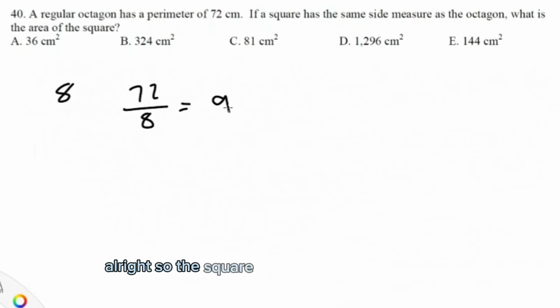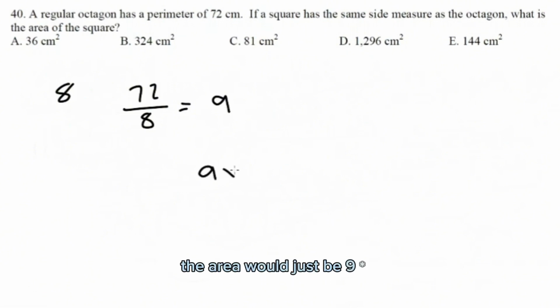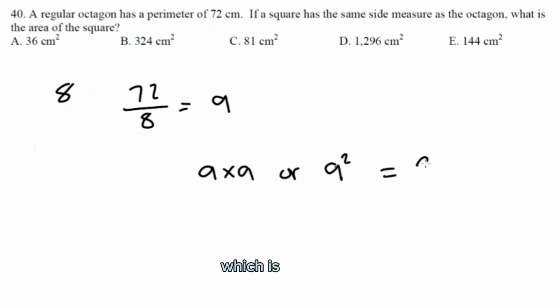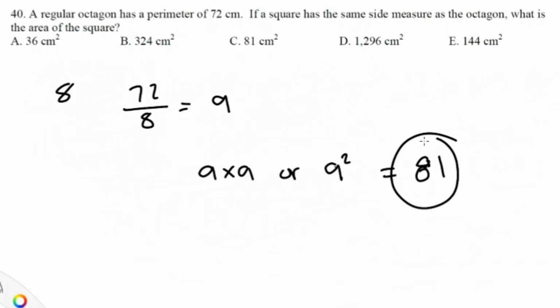Alright, so if a square has the same side measure, what is the area of the square? Well, the area of the square is just the side measure squared. So if the 9 is also the side measure of the square, the area would just be 9 times 9, or 9 squared, which is 81. And that's your answer.